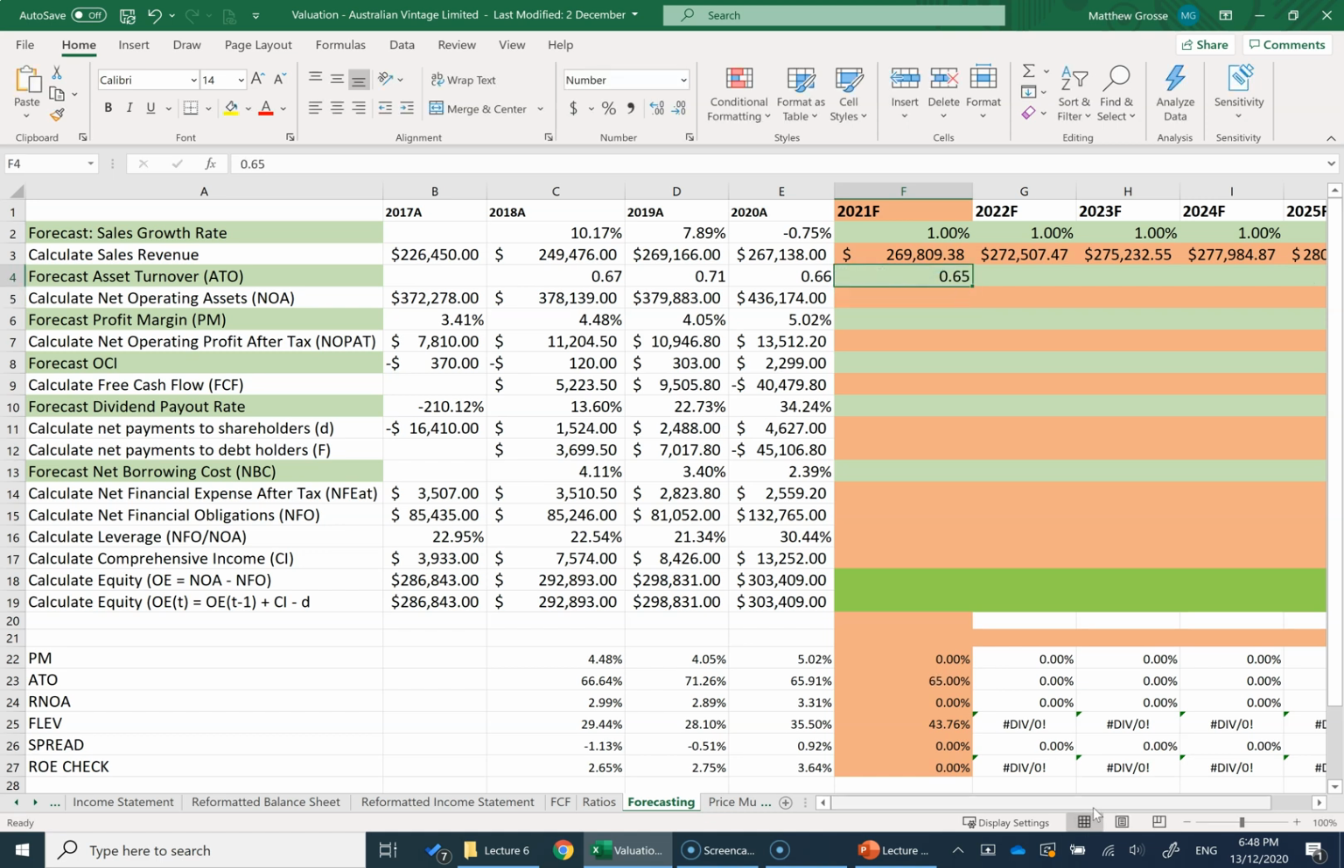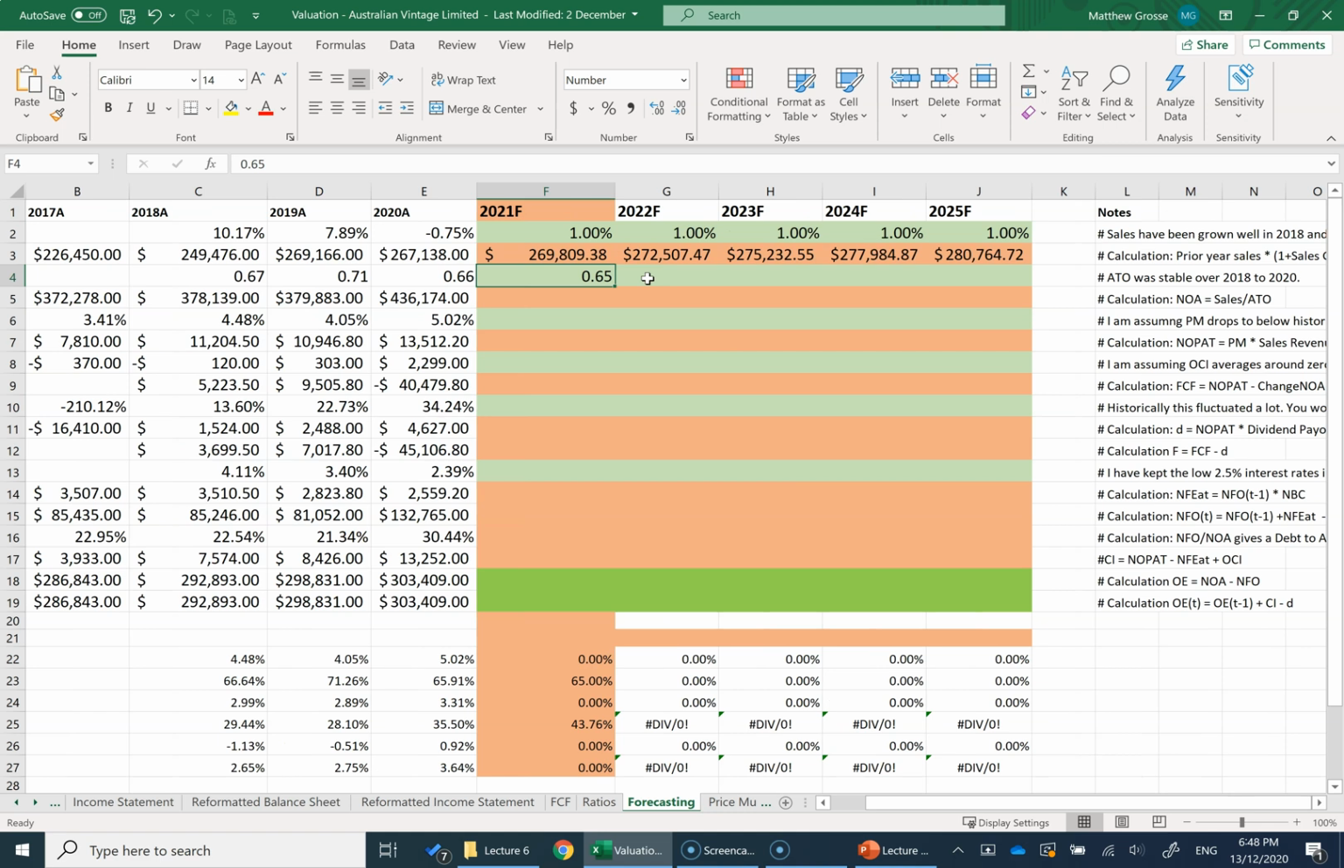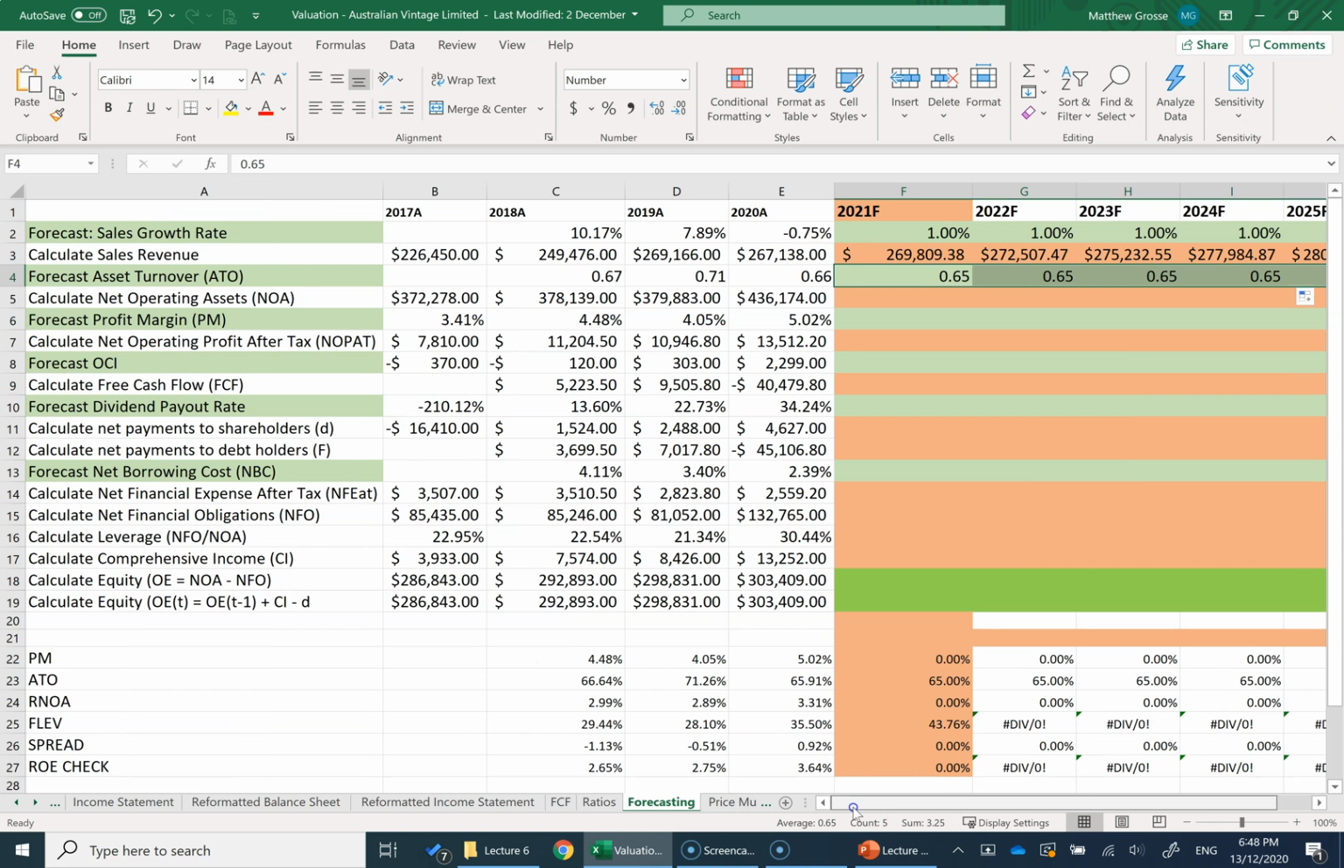So that's my forecast. And we could put different numbers each year if we think the business is likely to change in certain ways. But I'm just going to keep it consistent for each of those years. So I've dragged it across. So I've now forecast asset turnover.